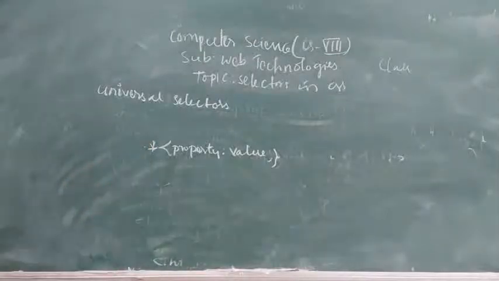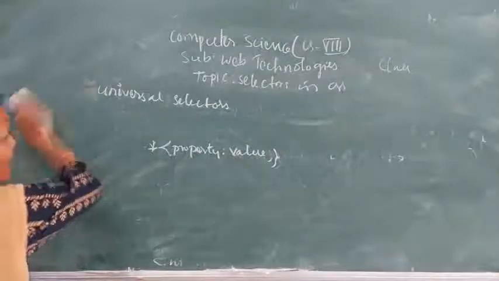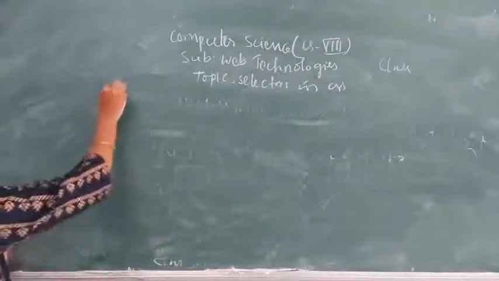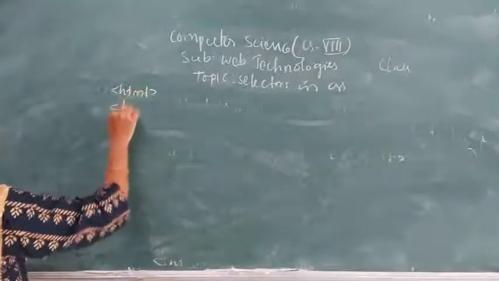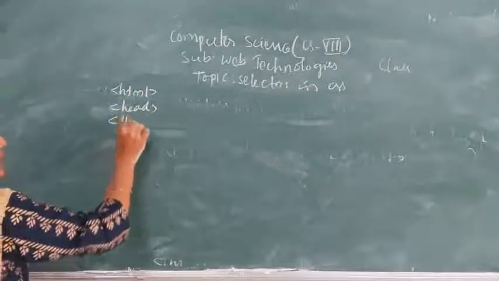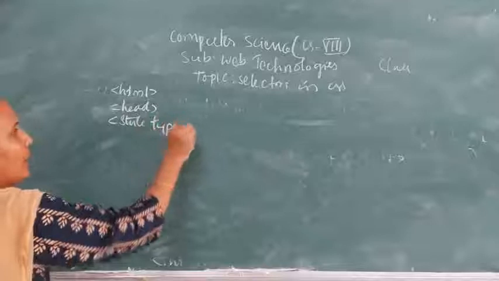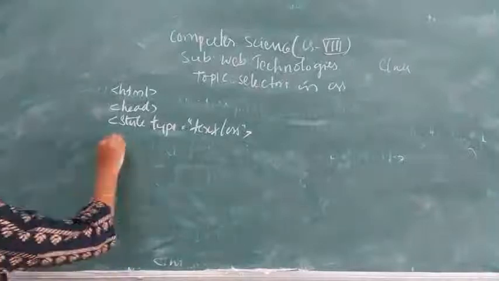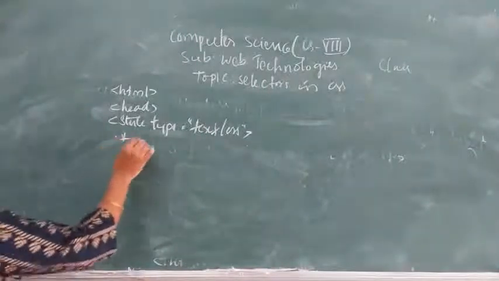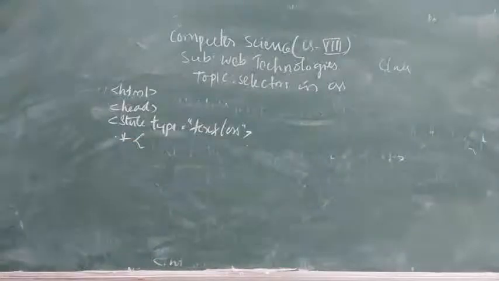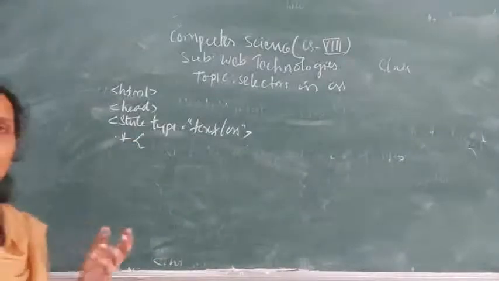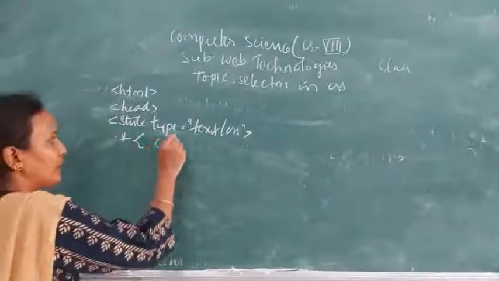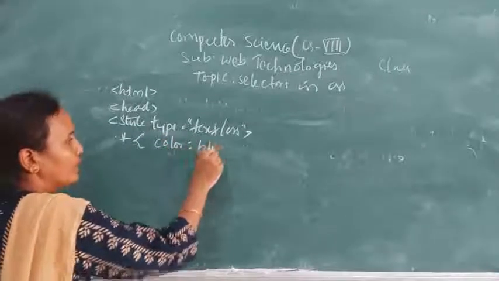So now we'll use this universal selector inside HTML. HTML, head, style tag, style type equals double quotes text/CSS. Now here I am using the asterisk. What does it mean? It is a universal selector. In the HTML document, for all the elements you have, you will get the same property. So here I am giving a color, for example blue.